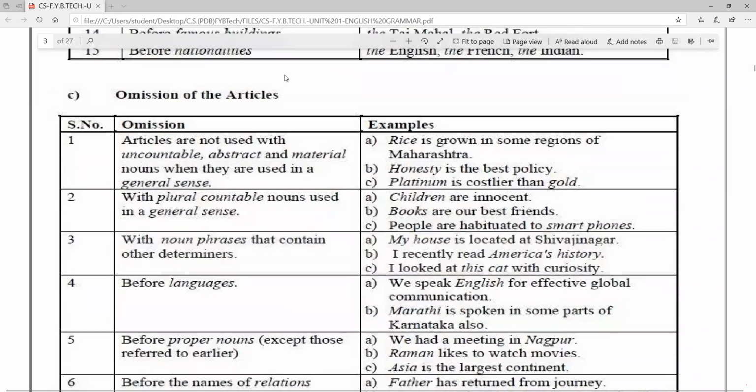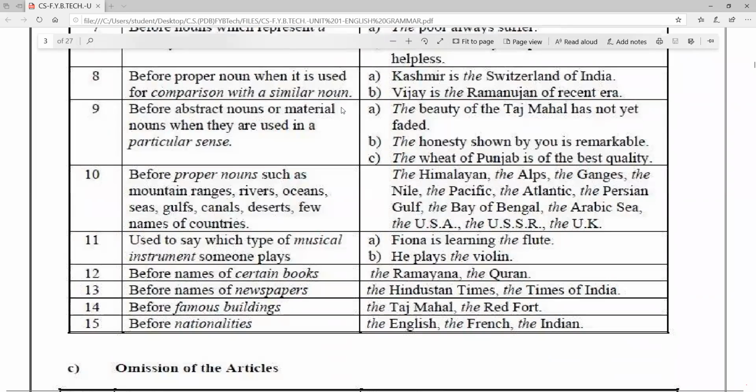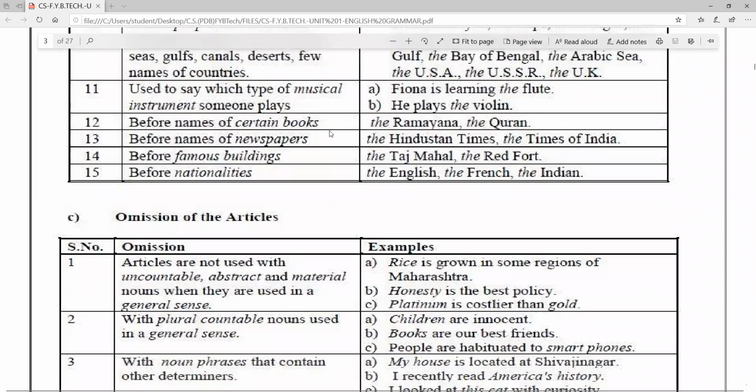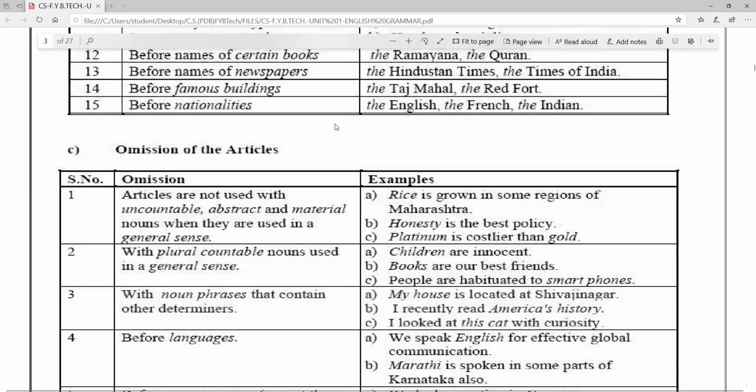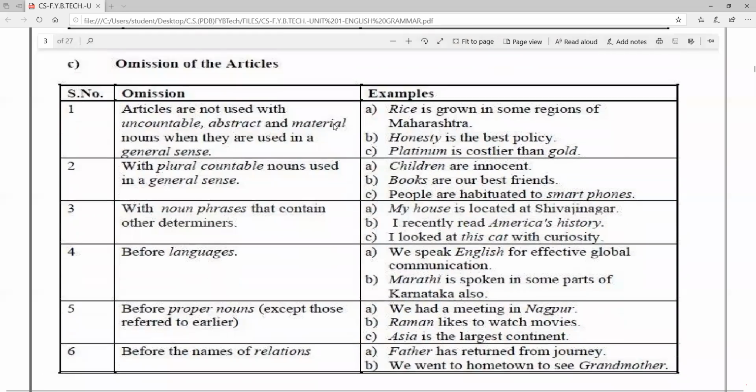Okay, हे समजलं का सगळं? When to use article the, is it understood by you? समजलं का हे? Yes, sir. So let's move towards the next point, that is omission of the articles.